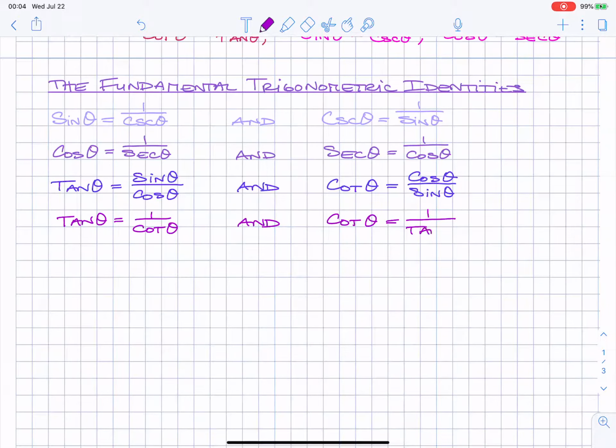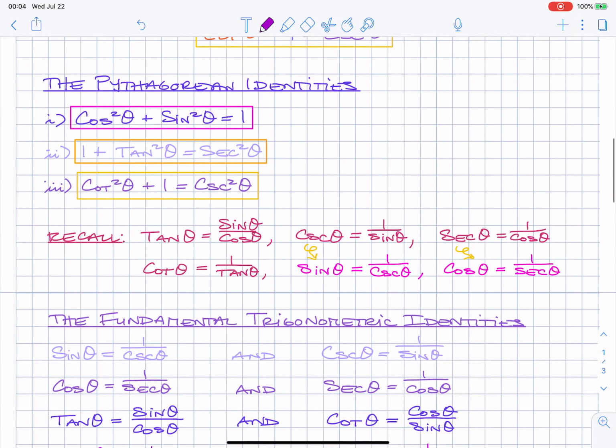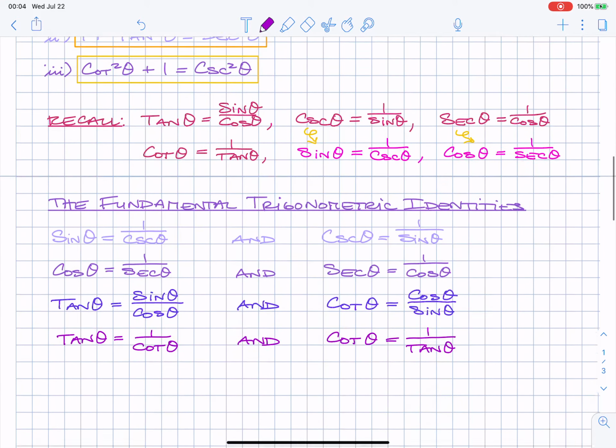So these are the fundamental identities, the most basic trigonometric identities. Not to be confused with the Pythagorean identities, which are very important. So these Pythagorean identities are extremely important.